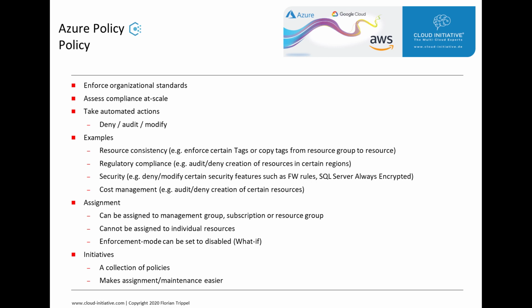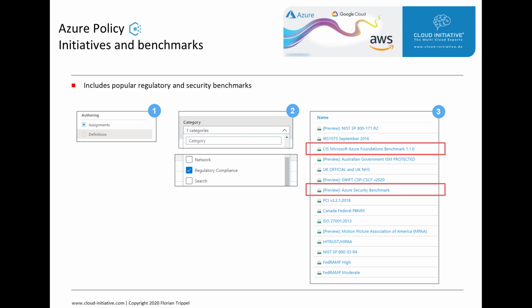Besides individual policies, we also have initiatives, which are collections of policies. These are used for making assignments easier and also for implementing benchmarks. Popular security benchmarks include CIS and NIST, and Azure has customized some of these popular benchmarks to its Azure platform, and these are all available as policy initiatives.